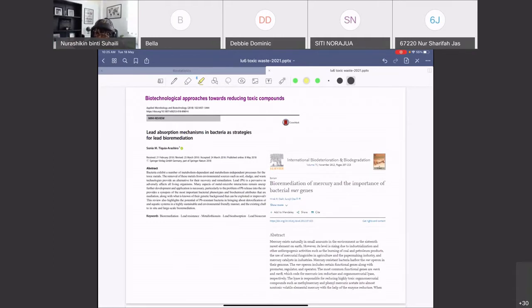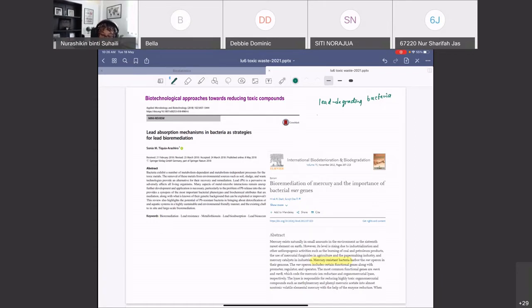Mercury. So this one, what's the name of it? It doesn't have the name. But another term that you can see here is mercury resistant bacteria. So the microbes, whatever the toxic compounds are, are also called, for example, just now, lead degrading bacteria. This is just to introduce you to the terms so that you know what those terms mean.